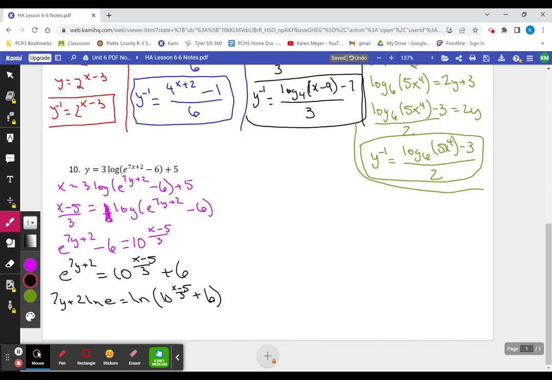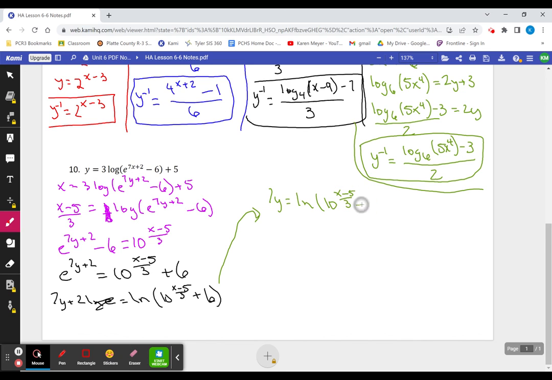On the left side, do you remember ln and e cancel each other out? Boom. And now I'm just trying to solve for y. So if I want to solve for y, I have to get rid of this plus 2. So I can get rid of the plus 2 by subtracting it. So 7y equals ln of 10 raised to the (x minus 5) over 3, plus 6, and then minus 2. And then finally, the last thing I'm going to do is divide by 7.